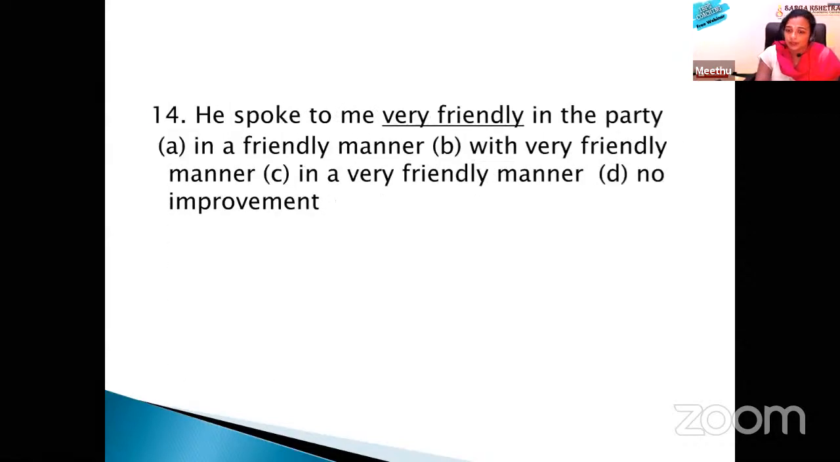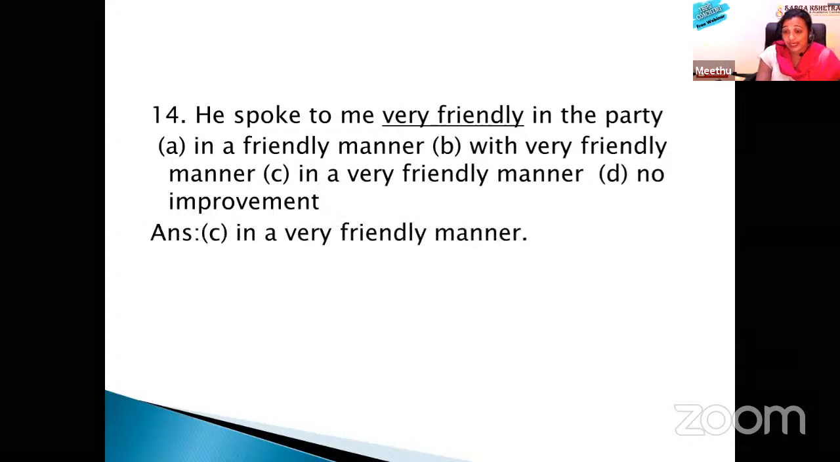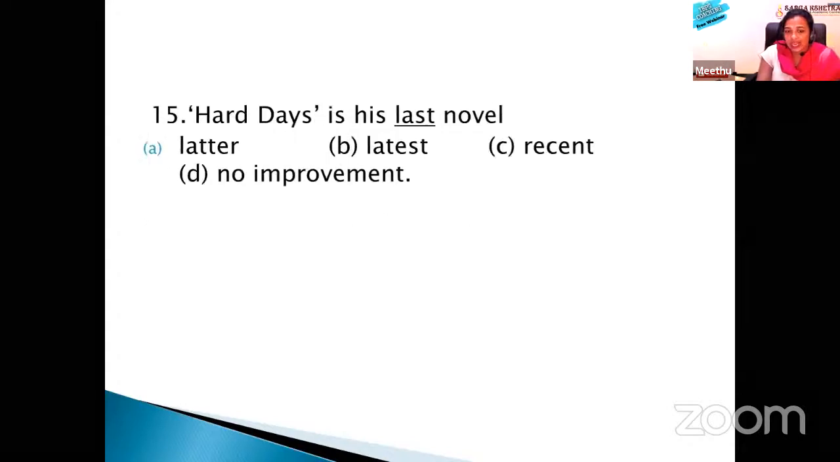Sentence improvement. A particular phrase will be underlined. You will have to replace it with the correct word, in a friendly manner. Then, adjectives, I hope you remember. Comparative and superlative. An adjective is something that is used to describe a noun. Please do keep in mind that an adverb is something that is used to describe a verb. Describing a verb, that is an adverb. Describing a noun, that is an adjective. Describing or modifying a noun is an adjective. So adjectives are of different types, comparative and superlative.